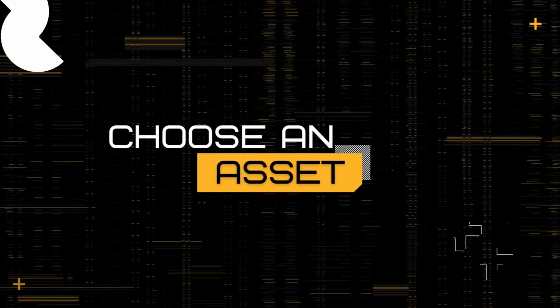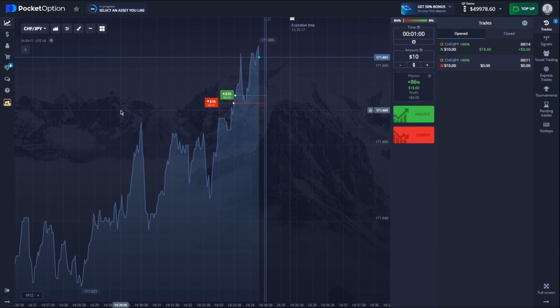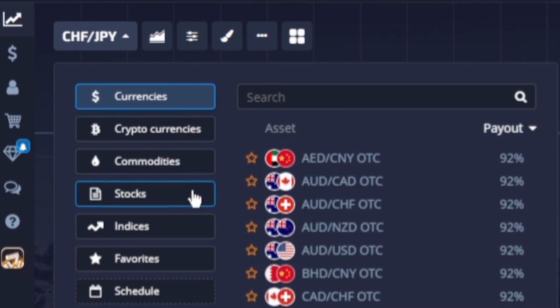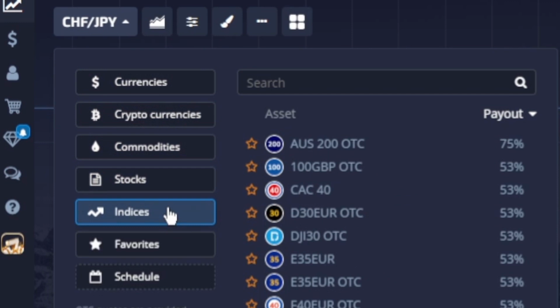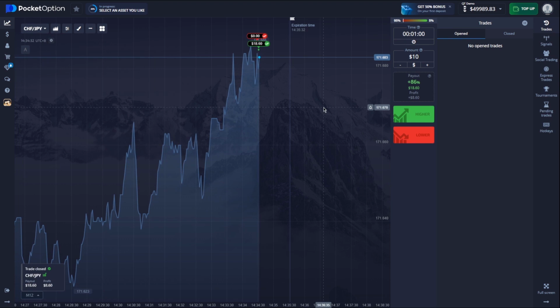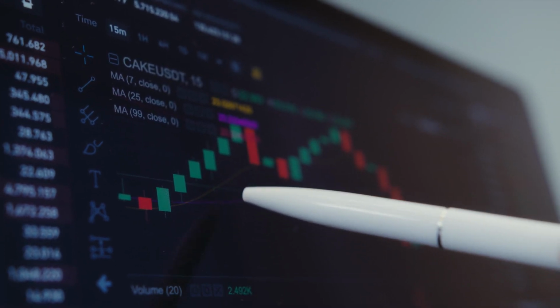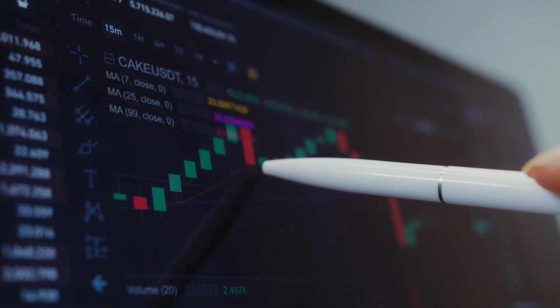The next step is to select the asset you want to trade. Selecting an asset involves choosing from a diverse range of options such as currencies, commodities, cryptocurrencies, stocks, and indices. Each asset class has distinct characteristics and is influenced by specific market conditions. Understanding the dynamics and trends of the asset you select is crucial for effective trading, as it allows you to make informed decisions based on factors like economic indicators, geopolitical events, and technical analysis.